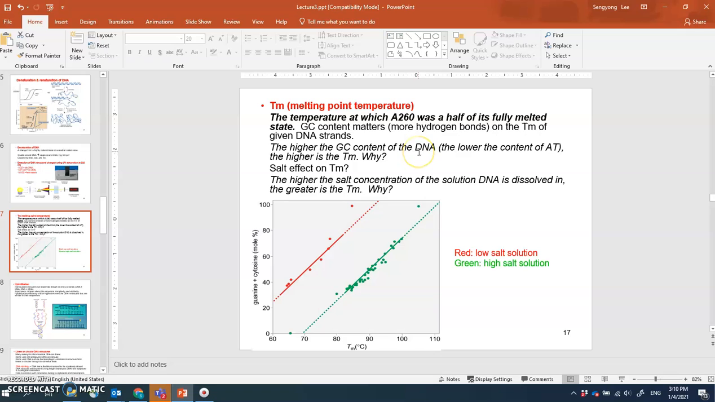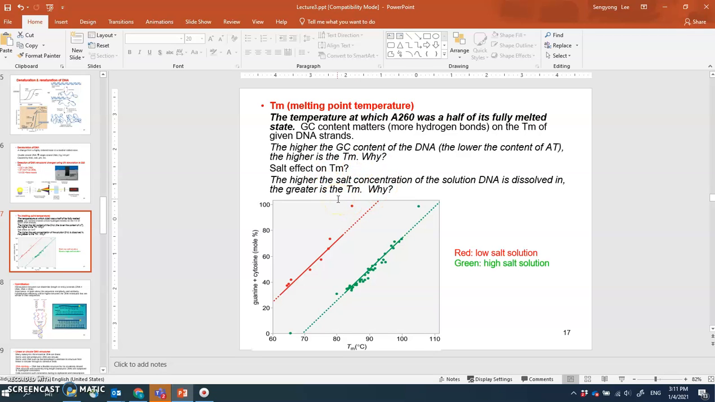And how about treating DNA with salt? Would it melt, denature and become single-stranded? The answer is yes. You can do the same experiment with different salt concentrations, and you can even combine both salt and heat together. The higher the salt concentration of the solution the DNA is dissolved in, the greater the Tm. What does that mean? I think salt can actually protect DNA from melting. Hydrogen bonds can be protected. That's what the scientists found.